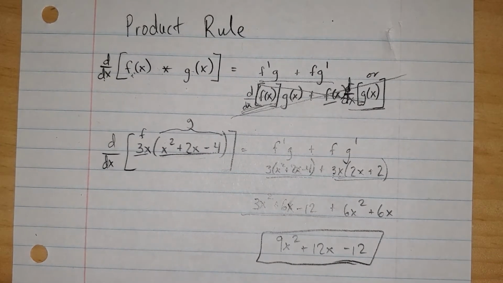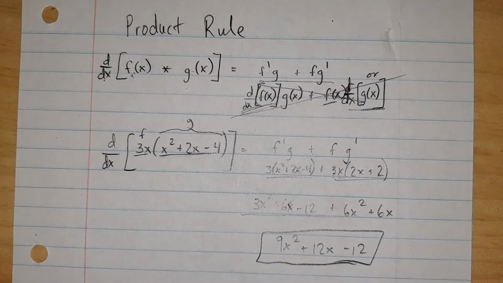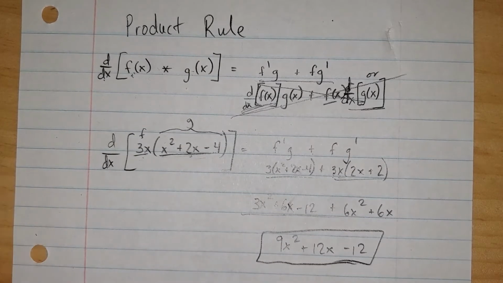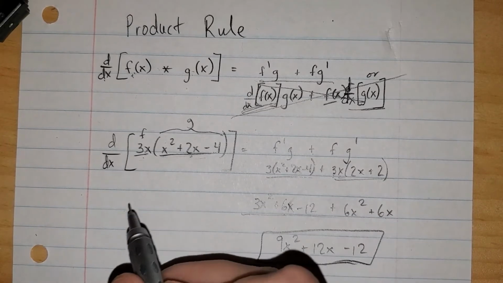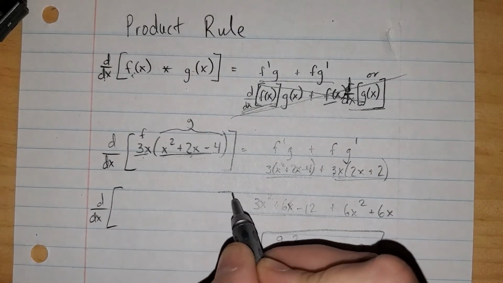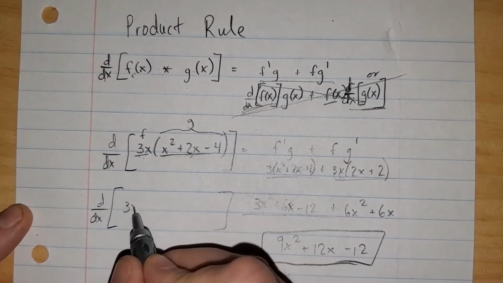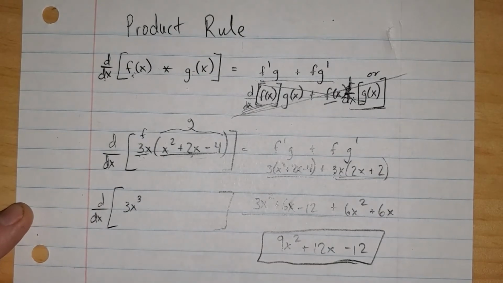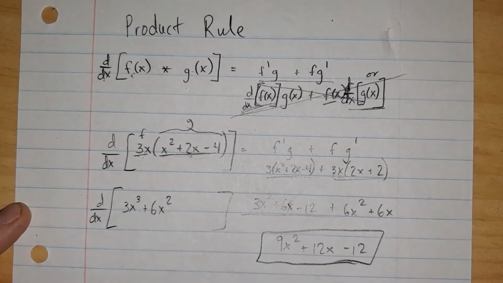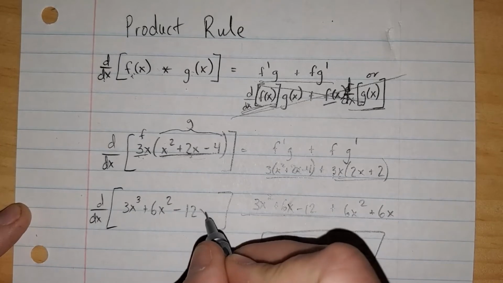Now, what if I did this without the product rule? What I mean is go ahead and multiply these first and then just use the polynomial rule. So if I multiply those first, which I'm allowed to do, 3x times x squared is 3x cubed, and 3x times 2x is 6x squared, and 3x times negative 4 is negative 12x.